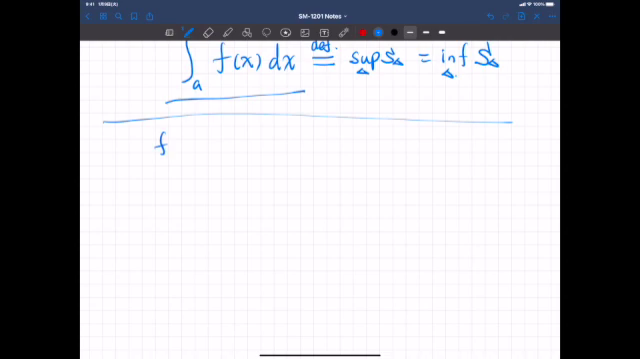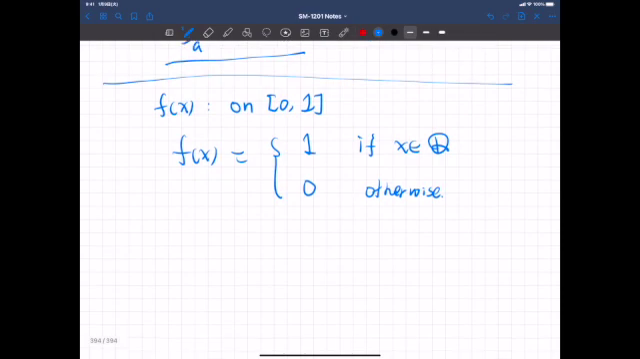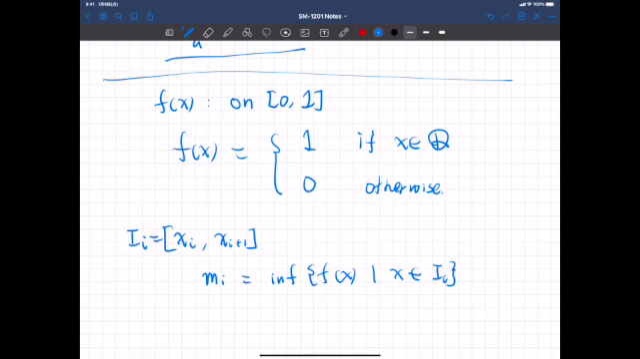Let's say f of x is defined on the interval between 0 and 1 such that it takes the value of 1 if x is a rational number and 0 otherwise. So that means if x is irrational, then f of x is 0. In this case, for whatever subinterval, let's consider this subinterval, let's say it's I. Then the infimum of the value of f of x within this subinterval is what? So it should be 0, right?